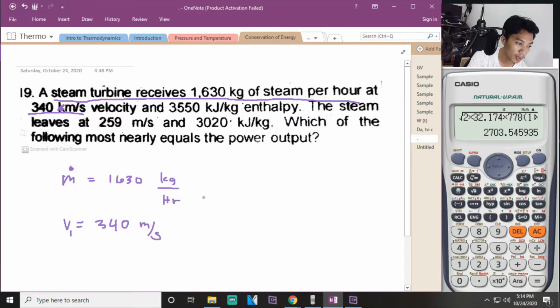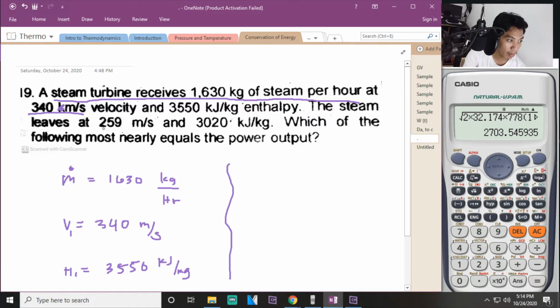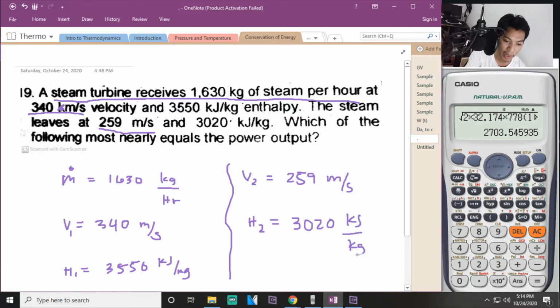Ay, 1. Velocity 1. Tapos, enthalpy mo at 1 is 3,550 kilojoule per kilogram. And then, leaves at. Iniwan na niya. Hindi na babalik. So, 259 meter per second. Tapos, ito yung sinama niya nung iniwan ka niya. 3,020 kilojoule per kilogram. Yan.